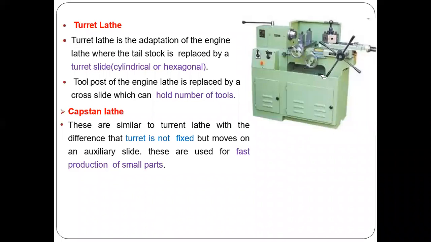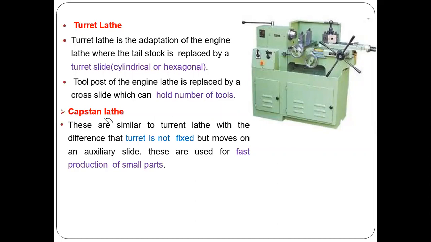So the difference between a normal lathe and a turret lathe is that the tailstock is replaced with the turret. That's why it is called a turret lathe. This turret may be hexagonal, cylindrical or octagonal, so different shapes and sizes of turrets can be mounted. That is called a turret lathe. If the turret can move and slide easily on the guideways, then that lathe is called a capstan lathe.